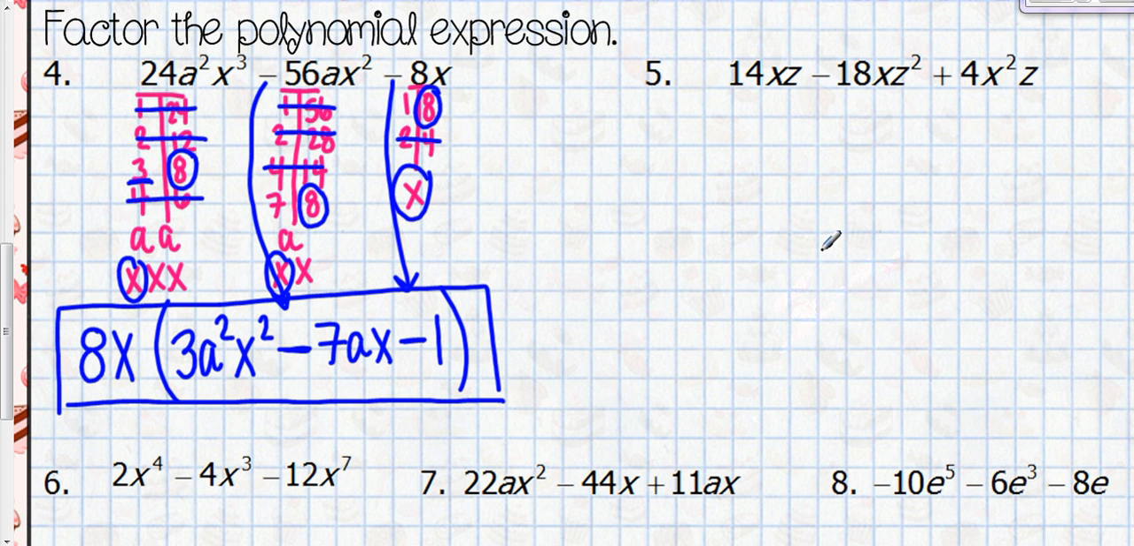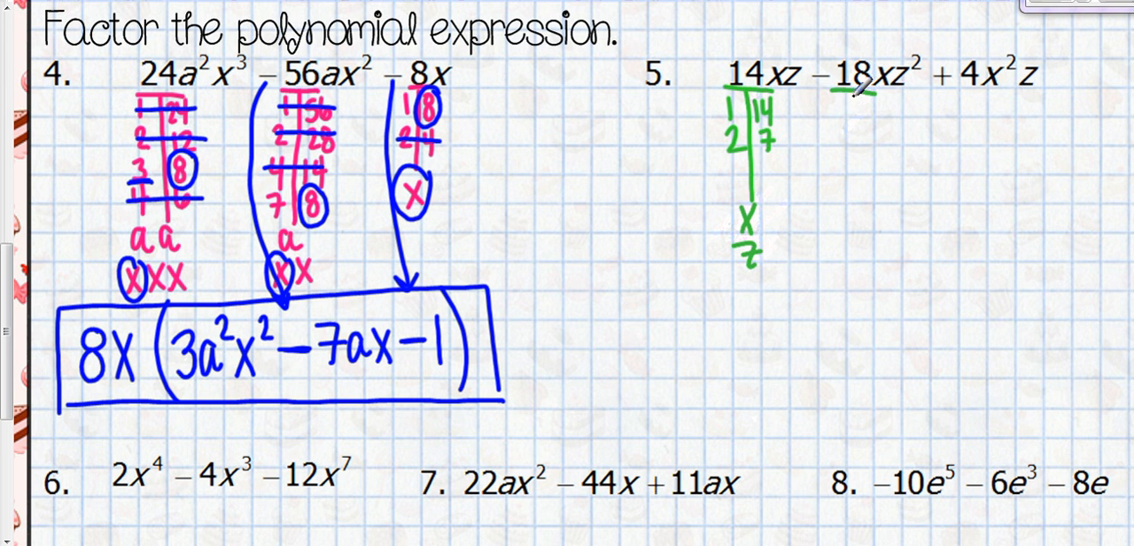Okay, let's try one more before I make you go on your own. We have 14xz minus 18xz squared plus 4x squared z. Again, you're going to do the same thing that we've been doing. You're going to draw your t's underneath your numbers. So 1 and 14, 2 and 7. That's it for that. So I'm going to list out my letters.